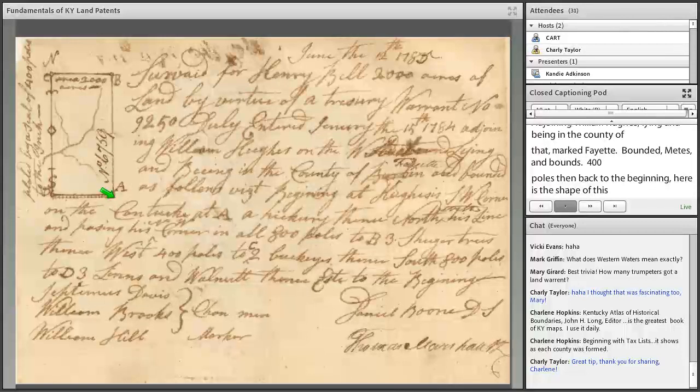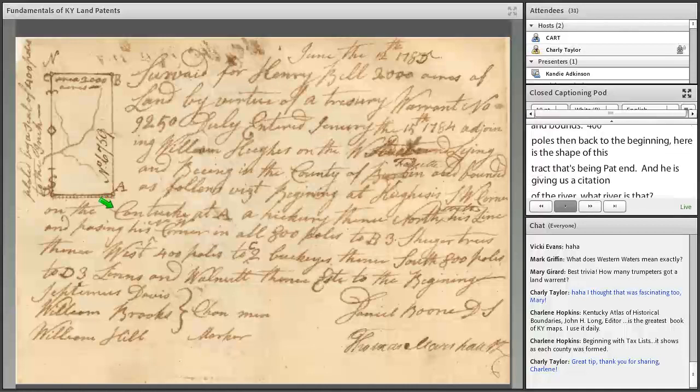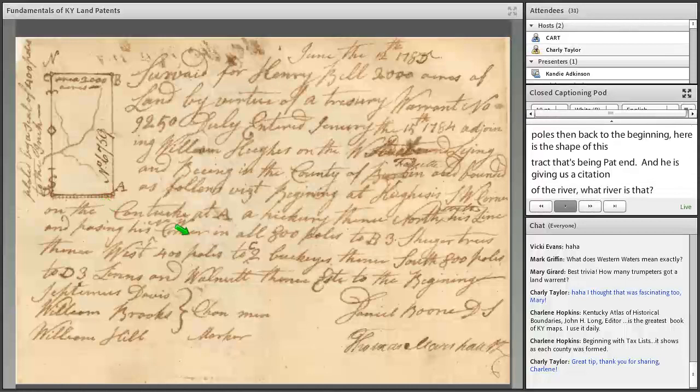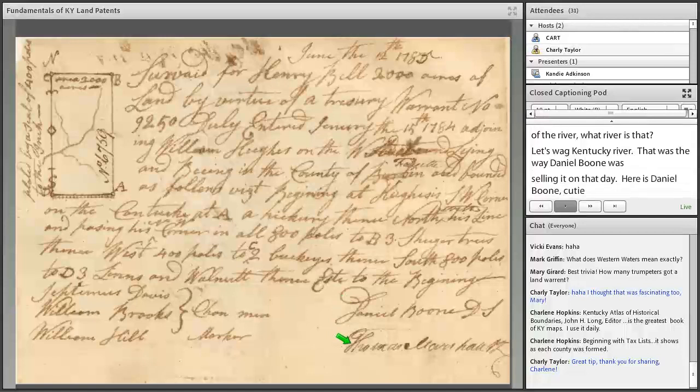What river do you think that might be? Let's go with Kentucky River. And that was the way Daniel Boone was spelling it on that day. So here's Daniel Boone, deputy surveyor. He conducted the field survey. The document was examined by Thomas Marshall, S.F.C., surveyor of Fayette County.